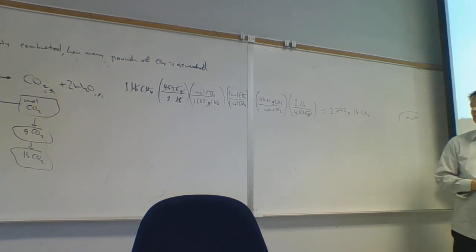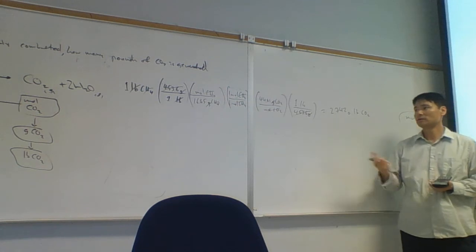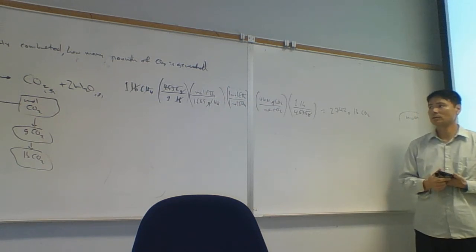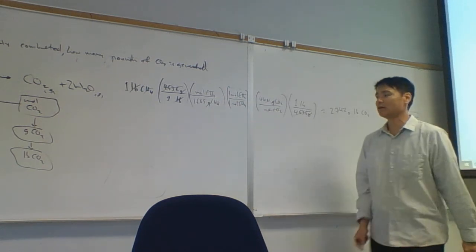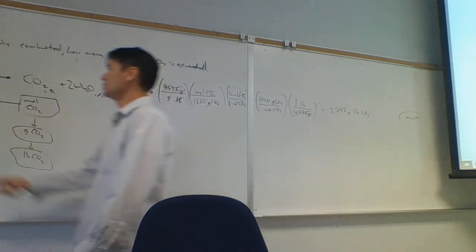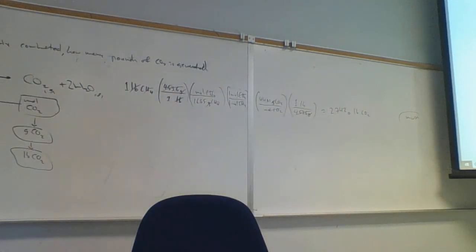And it's kind of weird because it seems like the masses aren't balanced. But masses are actually balanced, because 1 pound of methane generates a lot more CO2, because CO2 is a lot heavier molecule. Methane is only 16 grams per mole, but CO2 is 44 grams per mole. And so even though it's a 1-to-1 mole ratio, CO2 is a lot heavier. And so we're going to get almost 3 pounds of CO2 for every 1 pound of methane combusted.